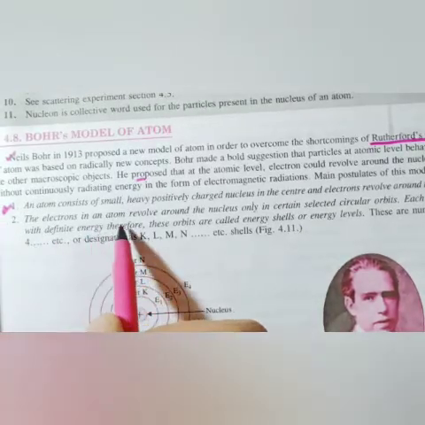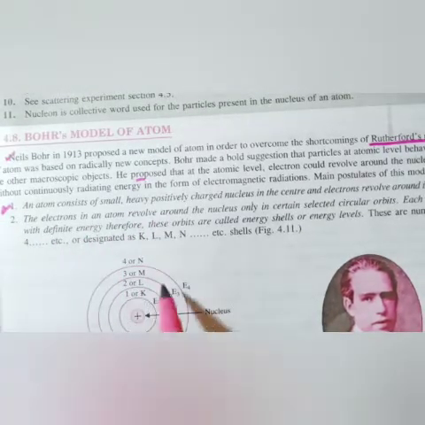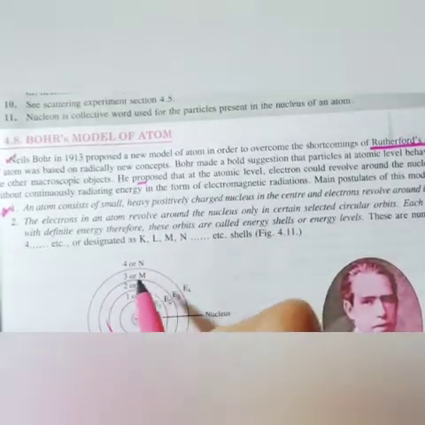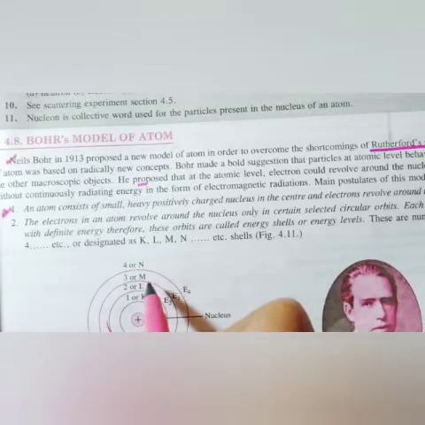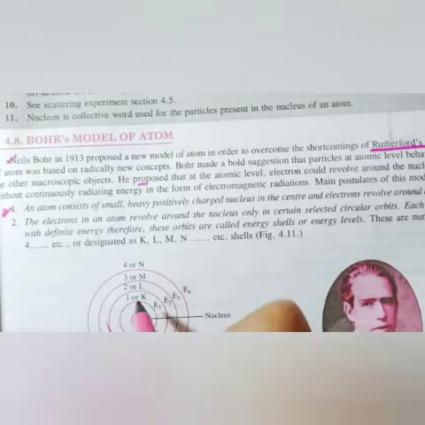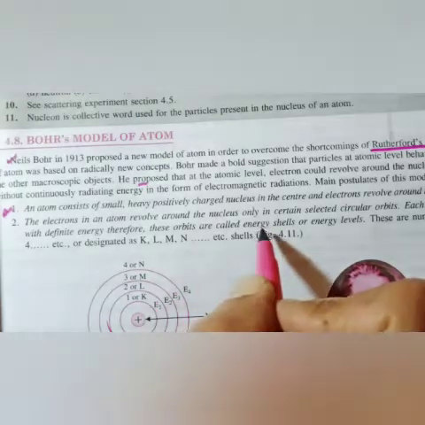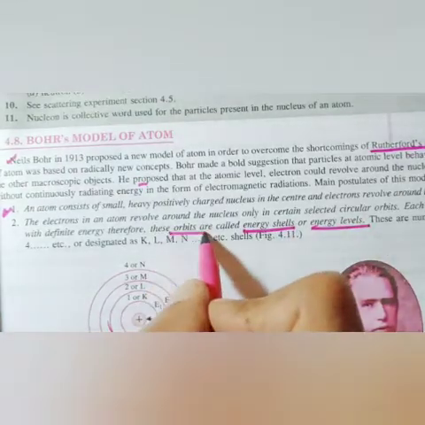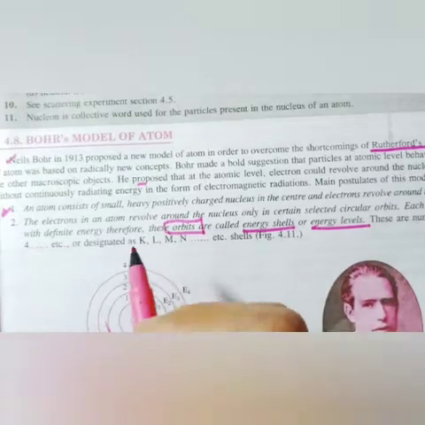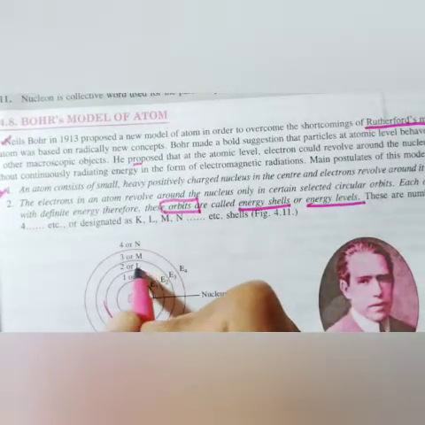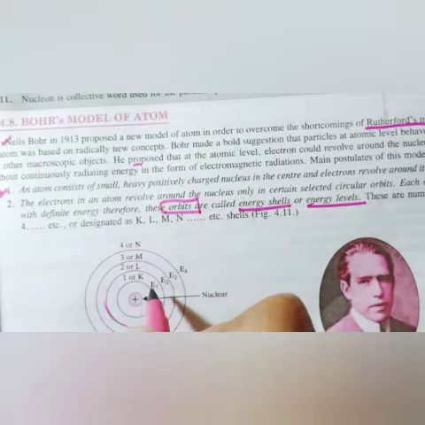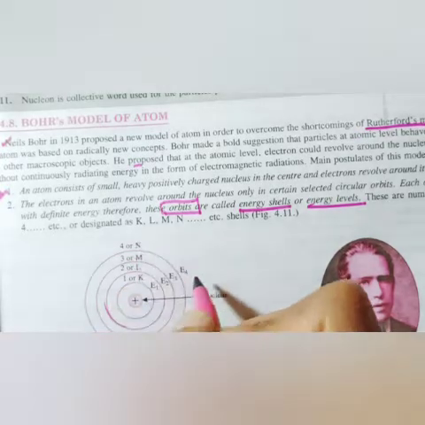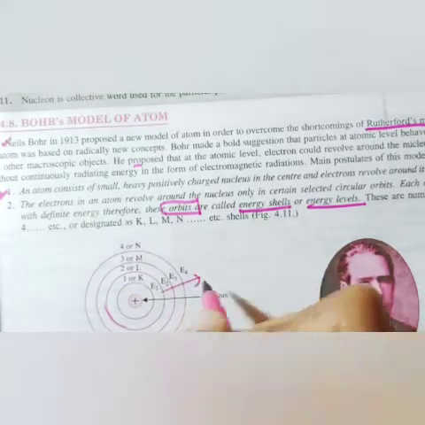The electrons in an atom revolve around the nucleus. It is the same as Rutherford. But what is the difference? According to Rutherford, there were no different energy shells. But according to Bohr, there are different energy shells, which are called orbits. These energy shells are called energy levels, or orbits also. So there are basically 4 orbits: K orbit, L orbit, M orbit, N orbit. K is E1, L is E2, M is E3, N is E4. It means that the energy level is increasing.